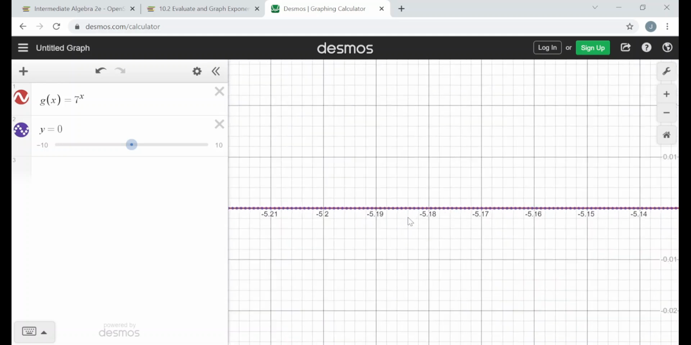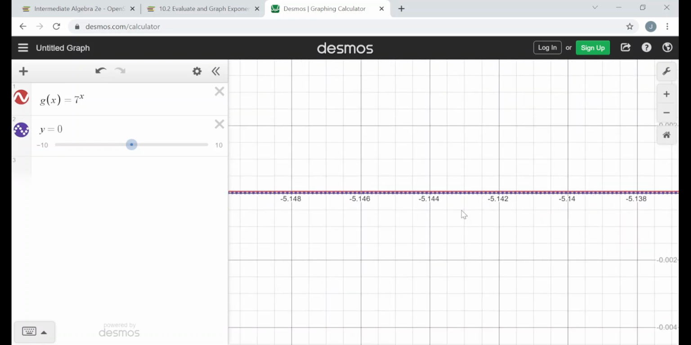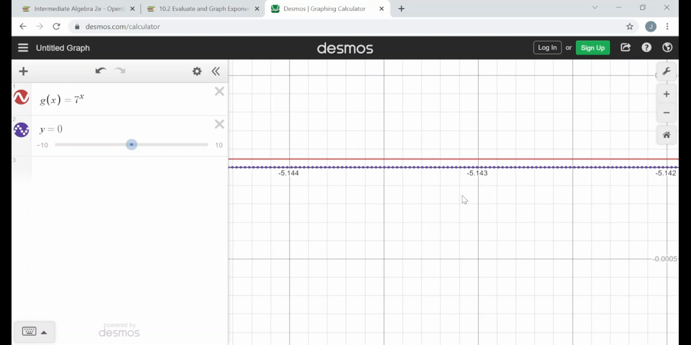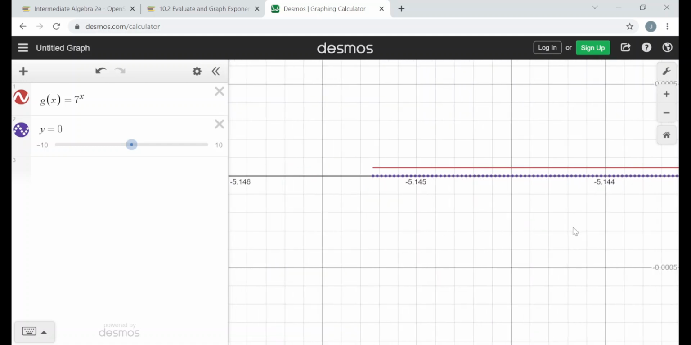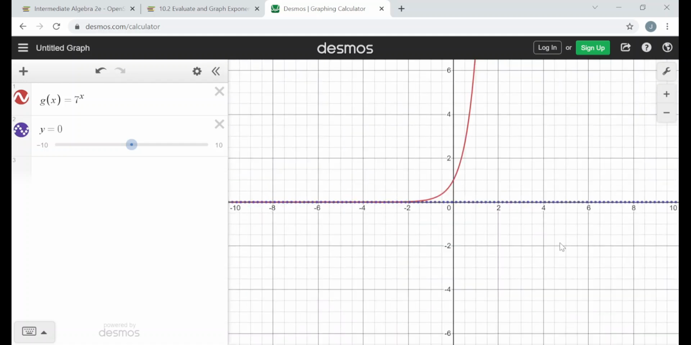You can zoom in, zoom in, zoom in. And you zoom in far enough, you'll eventually see that the red graph is above the x-axis all the time, and no matter how far left you go. Right? It's just hard to tell from here, right? But the red graph will always be above the x-axis, y equals 0. Okay. And it's increasing. Domain's all real numbers. Range is all positive numbers. Fantastic.